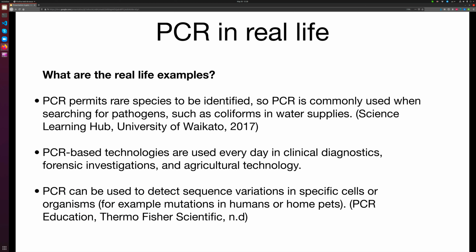PCR in real life. What are the real life examples? PCR permits rare species to be identified, so PCR is commonly used when searching for pathogens such as coliforms in water supplies. PCR-based technologies are used every day in clinical diagnostics, forensic investigations, and agricultural technology. PCR can be used to detect sequence variations in specific cells or organisms, for example, mutations in humans or home pets.